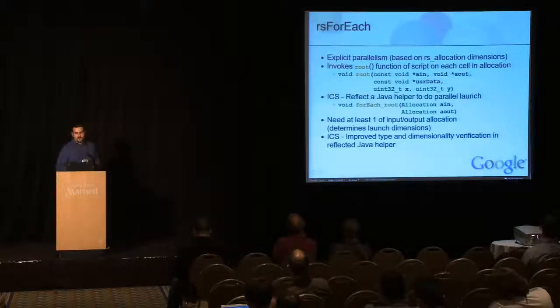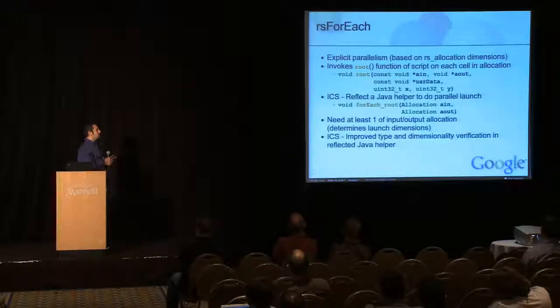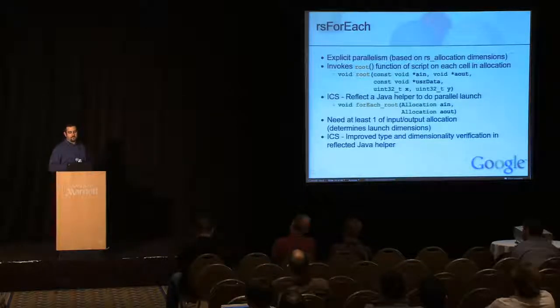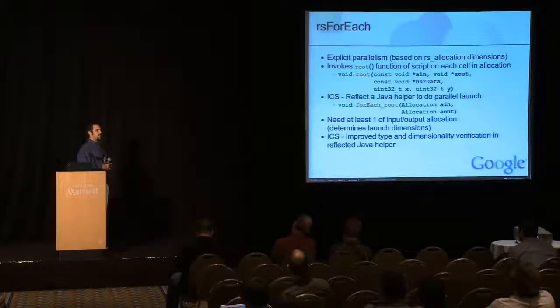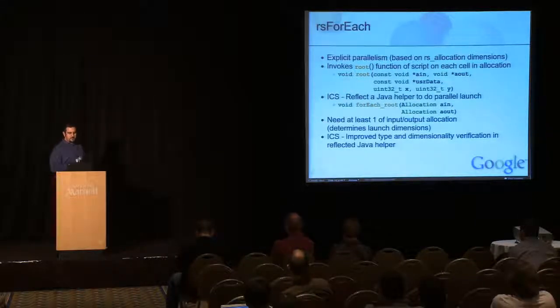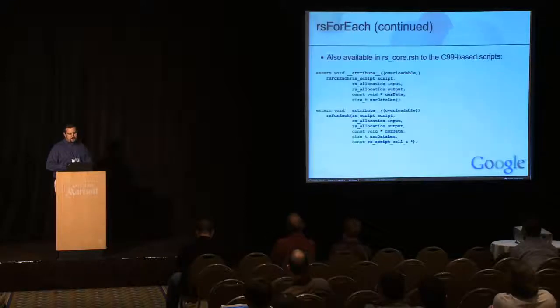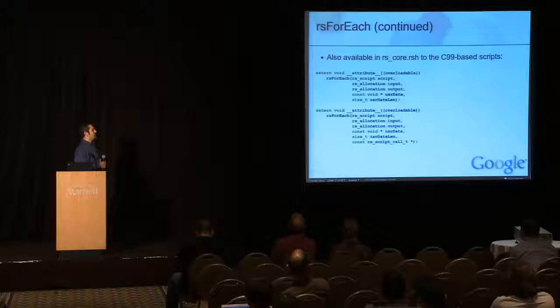And then in Ice Cream Sandwich, we actually improved a lot of the type and dimensionality verification in the Java side. Although we have these root functions, and this for each root is basically the Java reflected version of that for the helper, we actually allow people to call for each within a script. So scripts can actually kick off parallel other scripts. And this is basically the signatures for the C99 script side version of for each, which is called rsForEach.